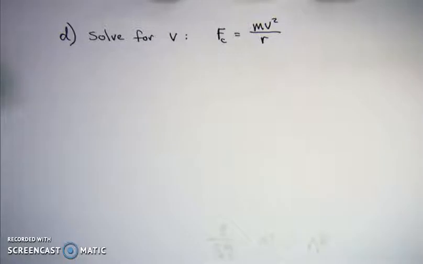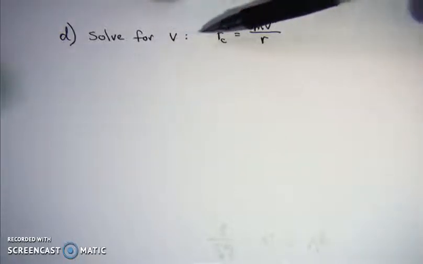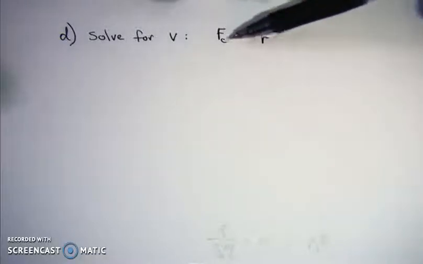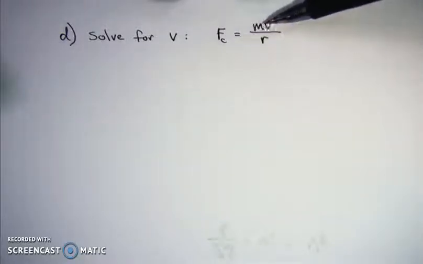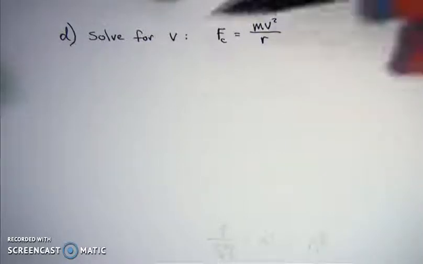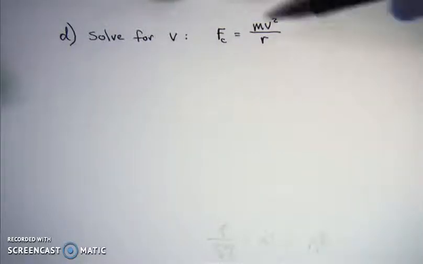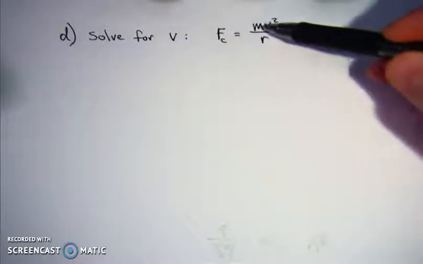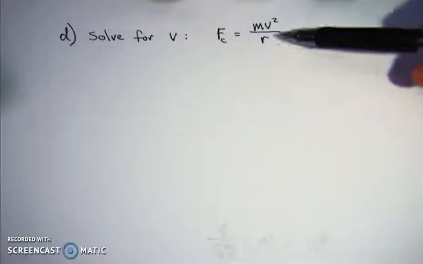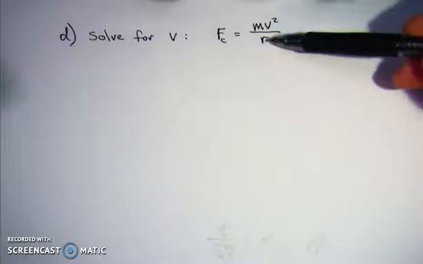Okay, and in our last example we have solve for v, and we have this equation over here, which is force centripetal F sub c equals mv squared over r. And it doesn't matter what all these variables stand for. Let's just know how to isolate the v by itself. So we have Fc equals mv squared over r. First step, let's go ahead and get rid of that r underneath.